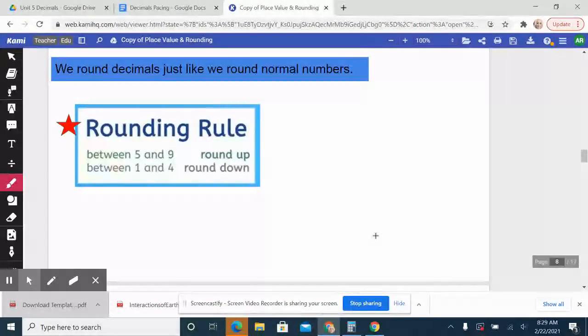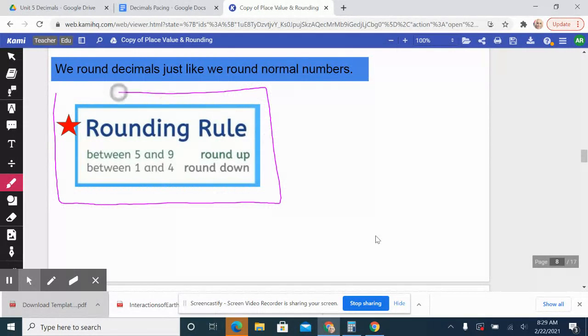So we round decimals just like we round whole numbers. So this little chart here is important to know. And if you don't know that, you should write that down on your notes right now. But the rounding rule is if the number is between 5 and 9, you always round up. If the number is between 1 and 4, you always round down.